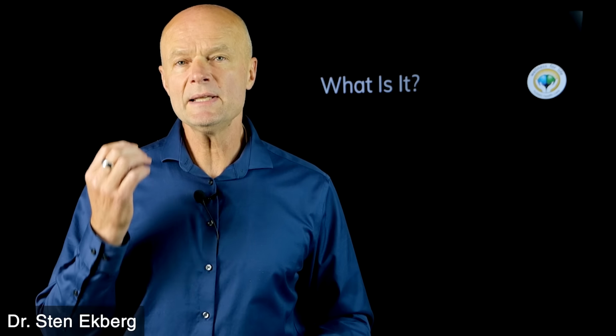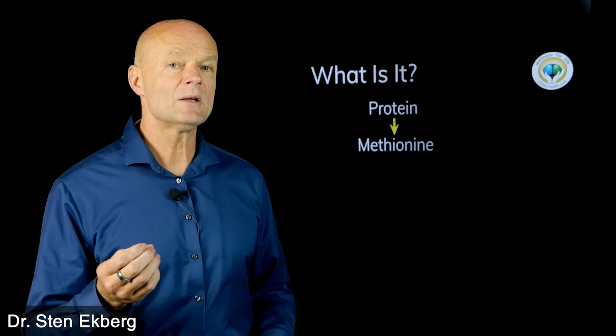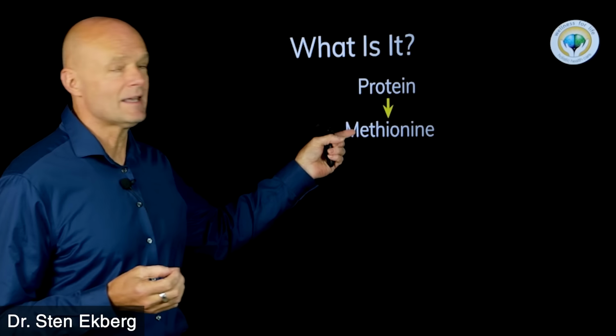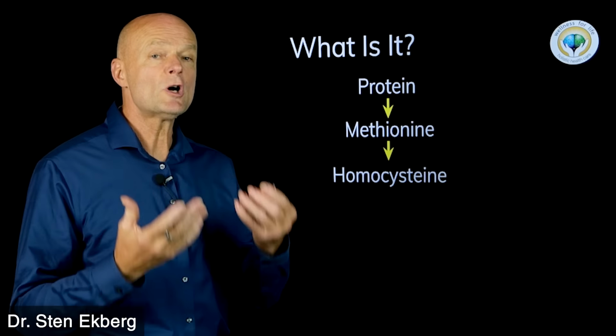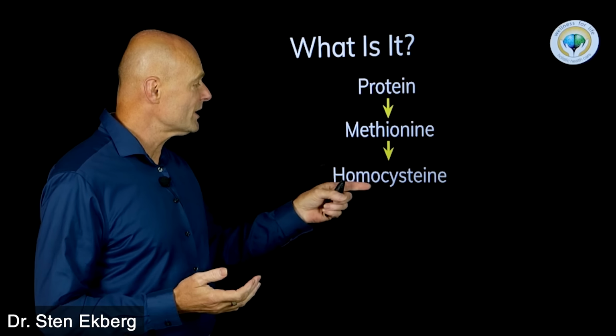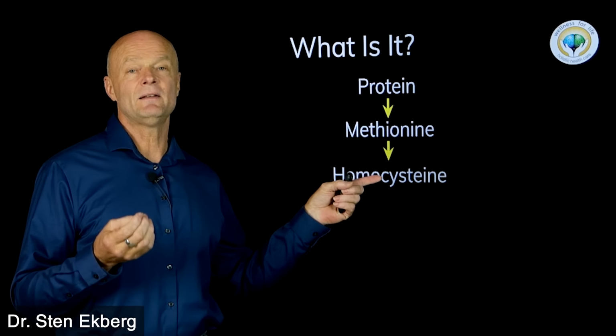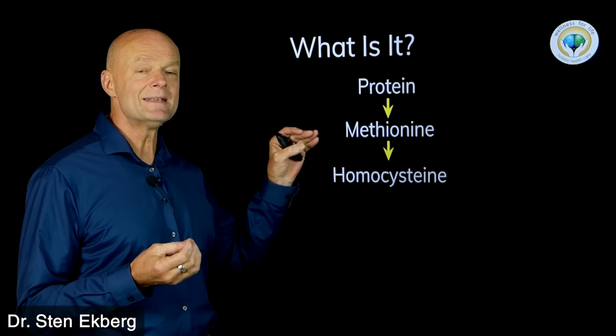And I'm going to get into some detail on this, but I'm going to break it down in simple terms so you really understand what homocysteine is, why it is so important that we understand it, and how to fix it. So when we eat protein, it consists of amino acids, and one of those amino acids is called methionine. And methionine, in turn, as we process it, it gets broken down into homocysteine in the liver. And this is a perfectly natural step.